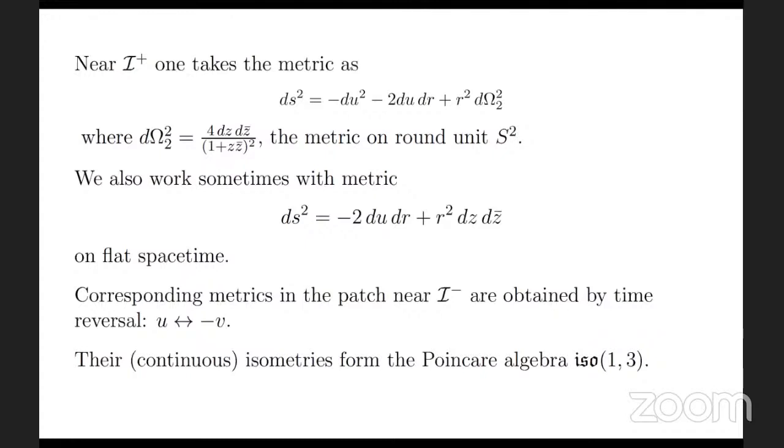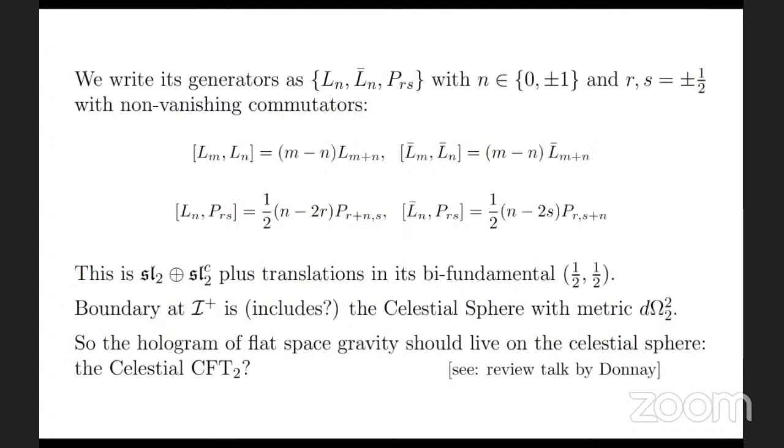The continuous isometries of these Poincare Minkowski spaces are, of course, the Poincare algebra, ISO(1,3). I will write the 10 generators of the Poincare group as Ln, Ln bar, and PRS, where the Ln's form an SL2C, the Ln bars form their conjugate SL2C, and these PRS are in the bifundamentals of these two SL2s. If I'm working with 2,2 signature, of course, this will be SL2R plus SL2R bar. They will be independent as opposed to being complex conjugates of each other.